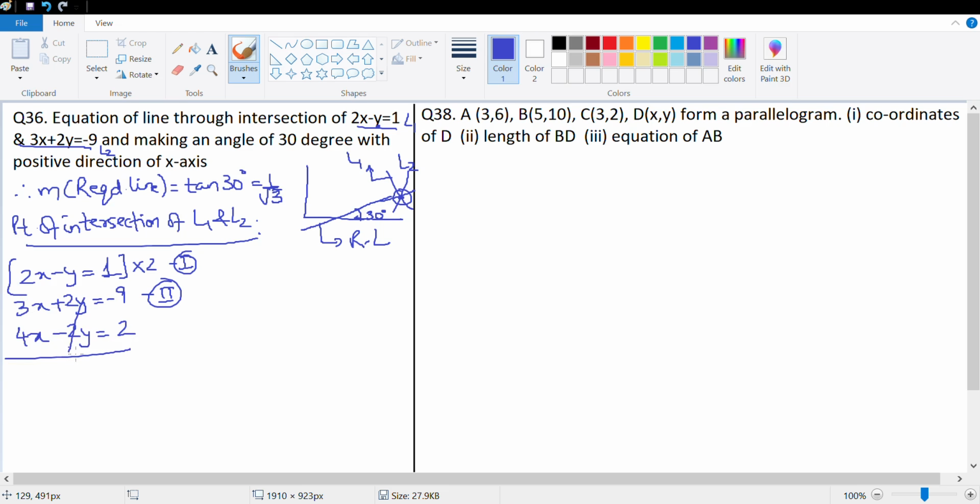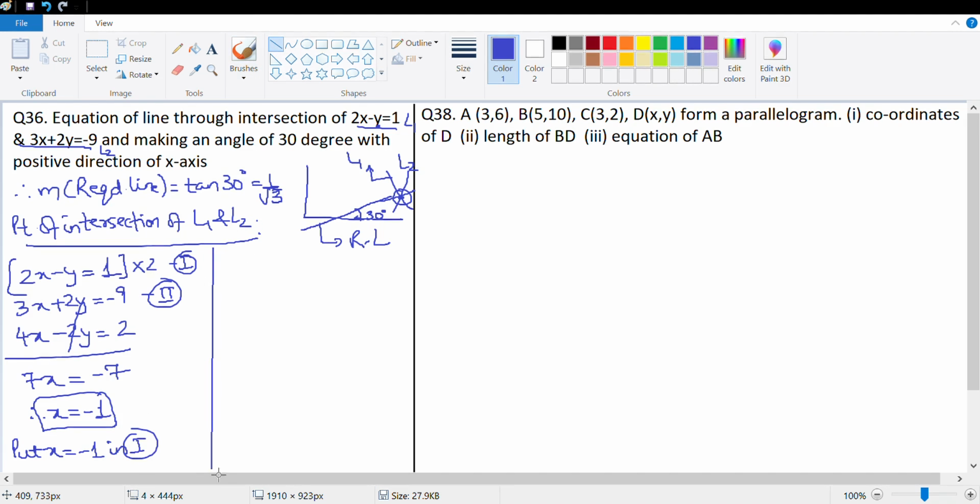Let's add. This gets cancelled, and I have 7x is equal to negative 7. Therefore, x is equal to negative 1. Put x is equal to negative 1 in equation 1 and see what we get. Negative 2 minus y is equal to 1, which means negative 2 minus 1 is equal to y. Therefore, y is equal to negative 3. So the point of intersection here is negative 1 comma negative 3.